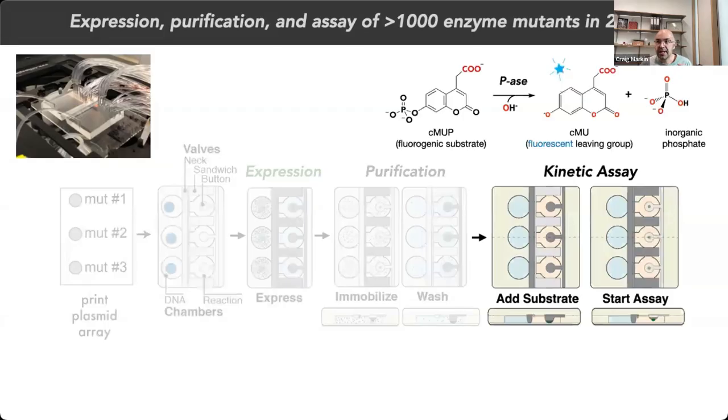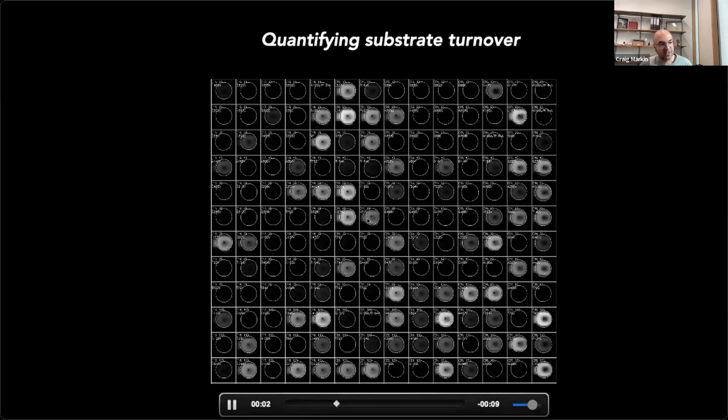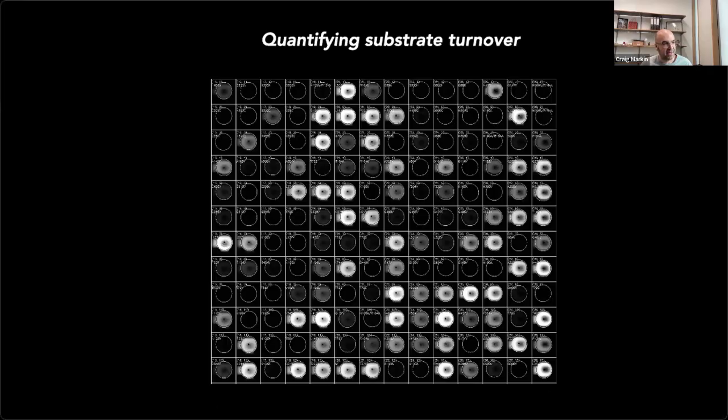To measure the functional effect of the enzyme mutations, we simply close the valves, flow in a fluorogenic substrate, isolate the chambers, and then start the reactions by opening the button valves and just watch fluorescence build up over time. And by doing that, we can fit rates and quantify enzyme kinetics.